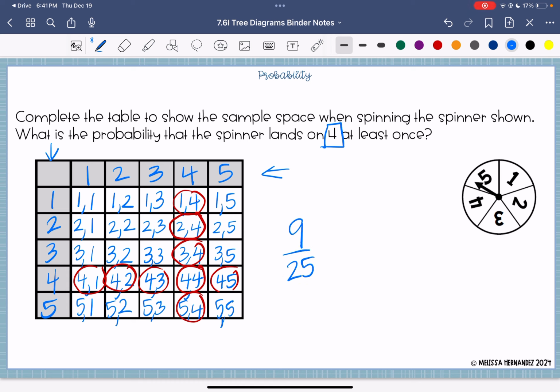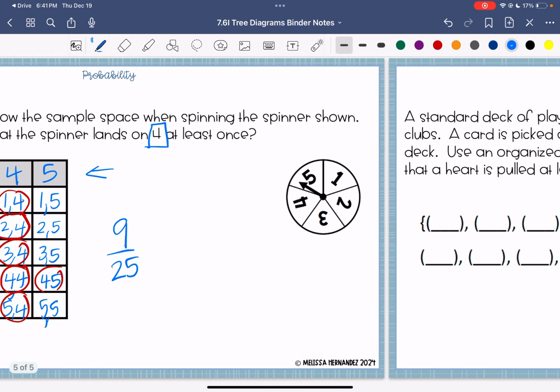There's 9 favorable amounts, which is what I want. The question is for at least 1. And so there's 9 possibilities, and the total is 25. Now, you can leave it like that. You can convert to a decimal. You can convert to a percent. All of it is fair game. All right, let's do one more.